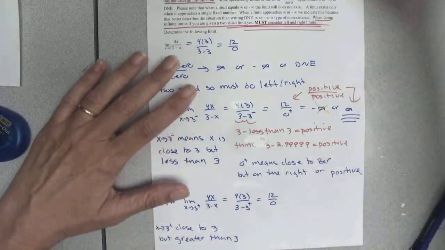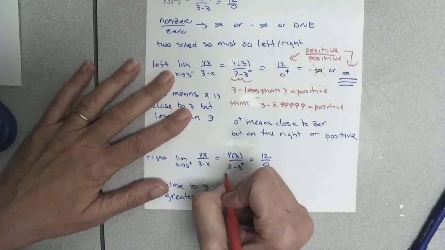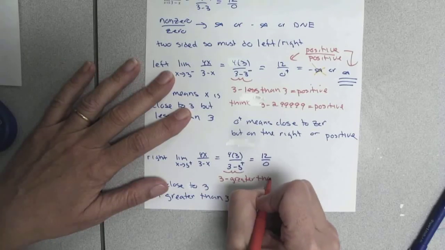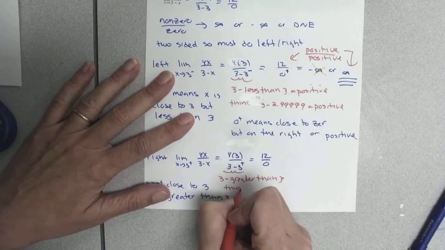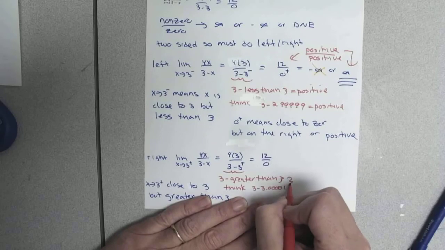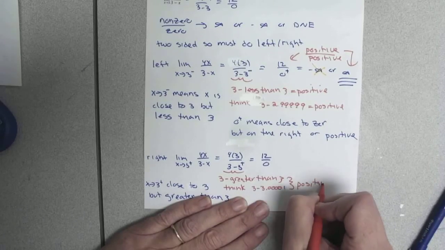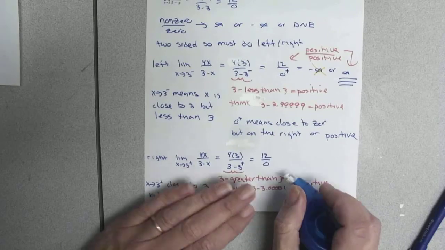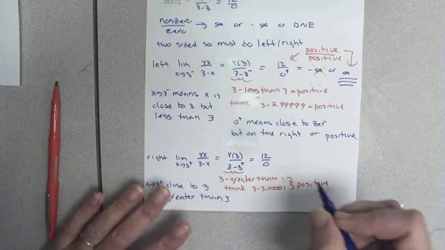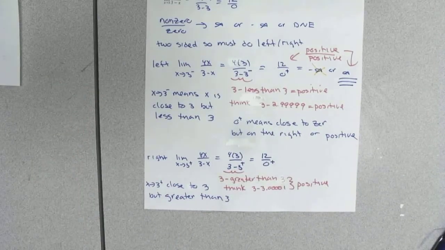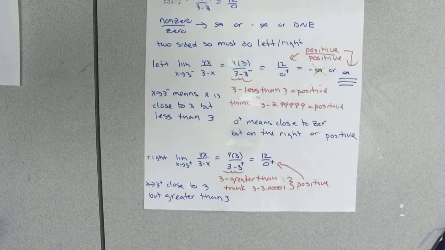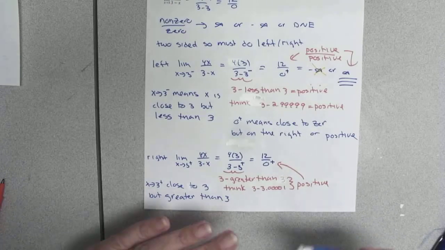So what I've got here is 3 minus something greater than 3. Or thinking 3 minus 3.00001. That is positive. That doesn't look like a 3. And so I'm going to put a little positive sign there. That's where that little positive sign comes from. Except I'm wrong there. So pretend none of that happened.